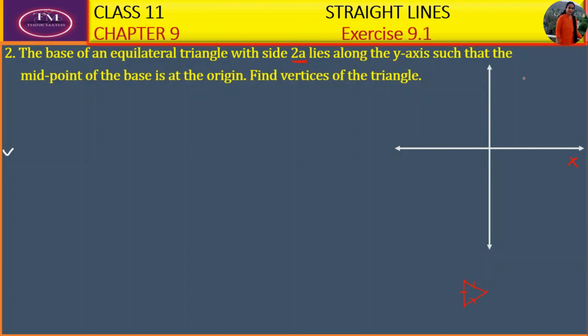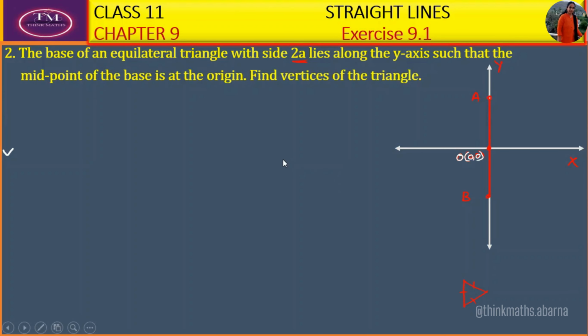So this is the x-axis and this is the y-axis. So the base is along the y-axis. So the base will be here along the y-axis. Next, what they said: such that the midpoint of the base is at the origin. So let us name this as AB. AB is the base of the triangle. So the midpoint is at the origin. So this is the origin. So this is the midpoint. So O is the midpoint of AB. (0, 0) is the midpoint of AB.